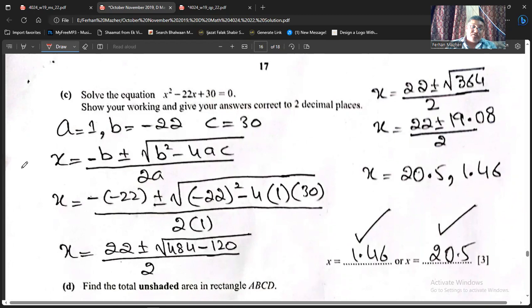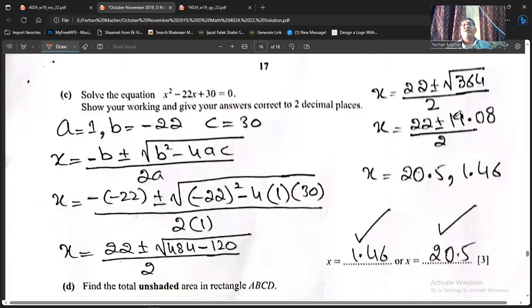So we will have x equals, apply the quadratic formula, minus b plus minus under root b squared minus 4ac, and the whole thing divided by 2a. So just substitute the values of a, b, and c here. So minus into minus 22, plus minus under root of minus 22 whole squared minus 4 into 1 into 30, whole thing divided by 2 into 1. It's 22 plus minus, when you take the square, it is 484. And then you multiply these three, you get 120. So 484 minus 120 under the radical sign. You will have 22 plus minus under root 364, and the whole thing divided by 2. And when you take its square root, it is 19.08.